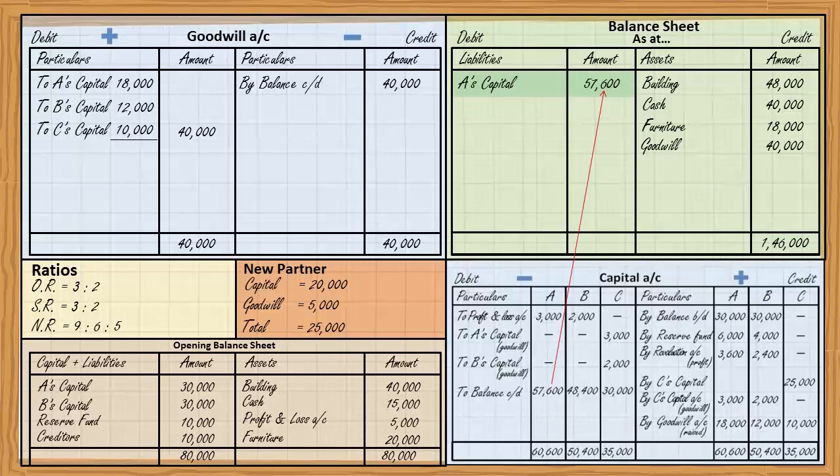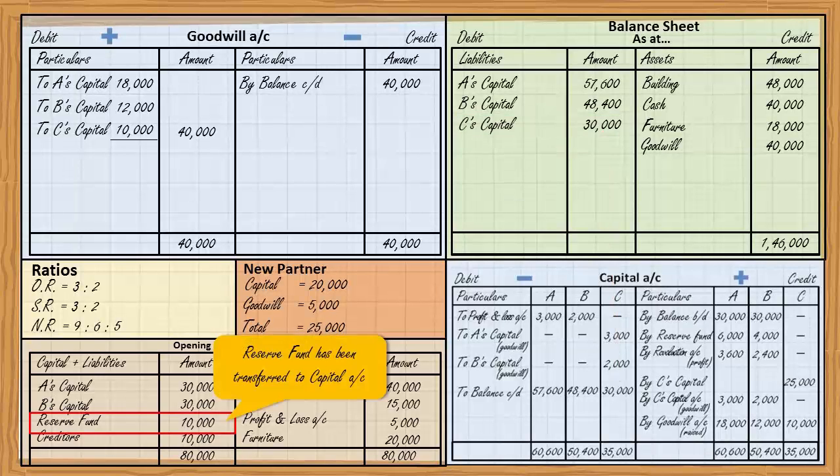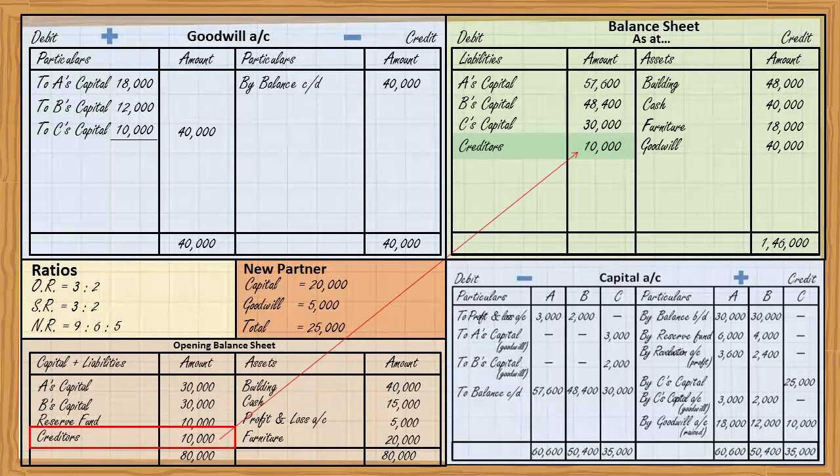A's capital 57,600. B's capital 48,400. C's capital 30,000 rupees. Reserve fund, no need to write down because it has been transferred to capital accounts. Creditors rupees 10,000 as it is. Total 1,46,000. It means both sides agree. The question is okay.